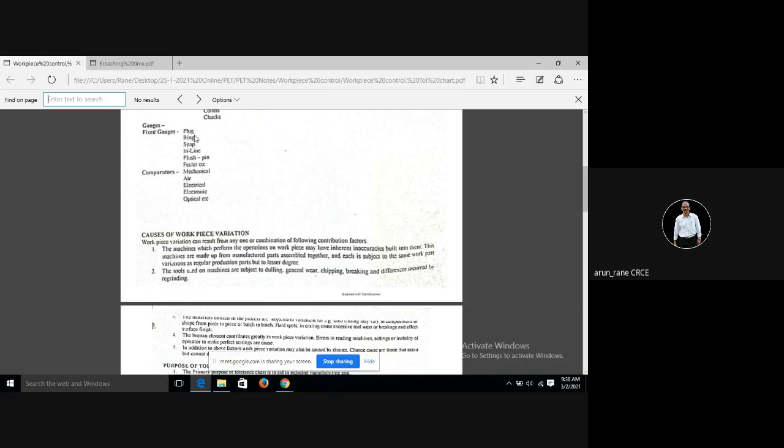Right? So I repeat again, plug gauge is used for measuring the ID. Ring gauge is generally used for checking the thread, and snap gauge is used for checking the outside diameter. Inline gauges are not commonly used. Now, what is flush pin gauge? Flush pin gauge is used if you want to check the depth.